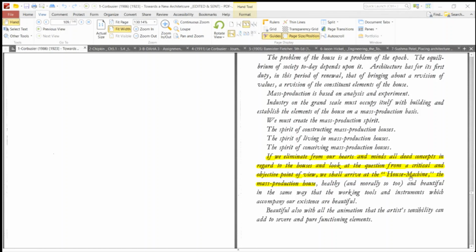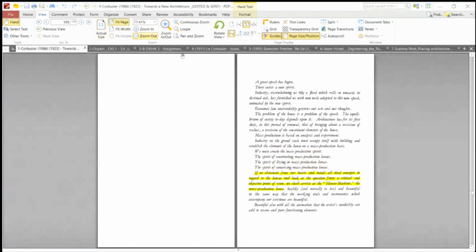We want a house machine. We want an architecture that is like a machine, a mass-produced house. In the same way we have mass-produced cars, mass-produced airplanes, mass-produced products, mass-produced consumption items. In the same way, you need mass-produced houses. This is how architecture will speak to its time.